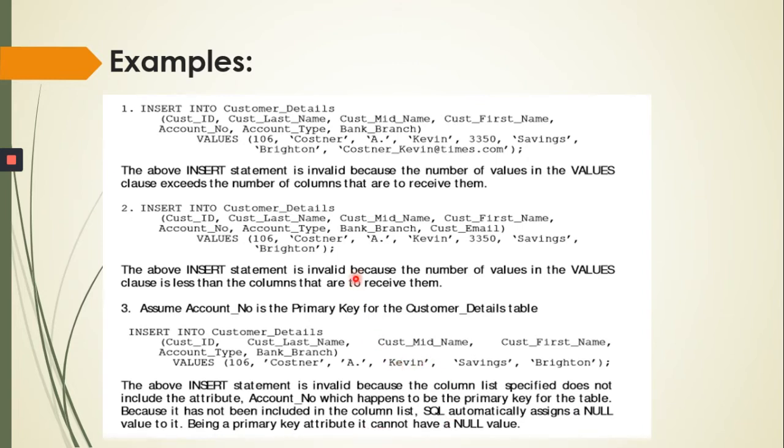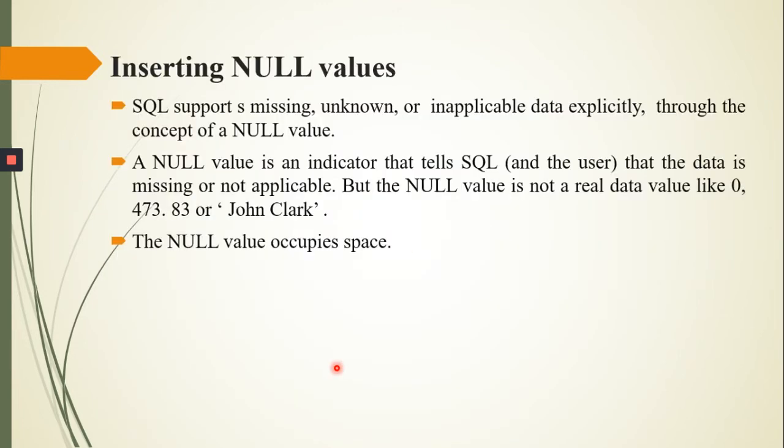This is the concept. So first thing, remember here, if we have n columns, then we must provide n number of values over here. If any mismatch occurs, then the statement will be invalid. And if one column is a primary key and we are not mentioning it in our query, then SQL automatically assigns a null value to it and it will create an invalid statement, because a primary key cannot have a null value. So this is the example.